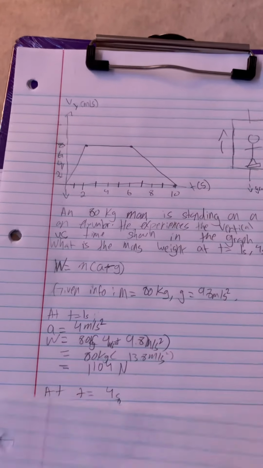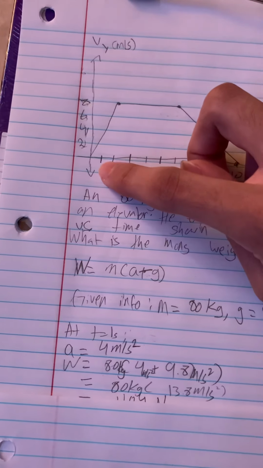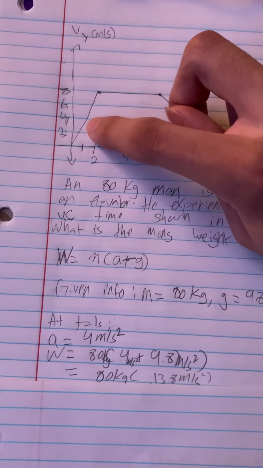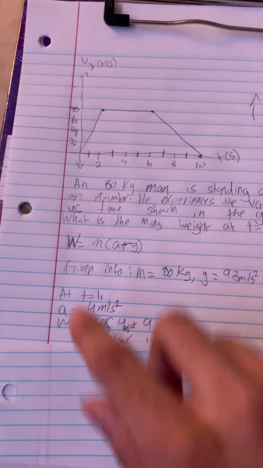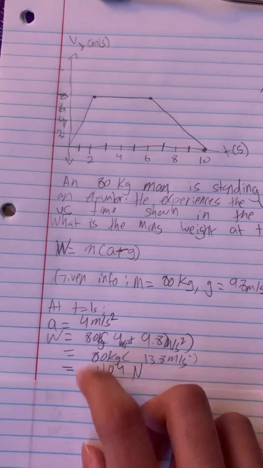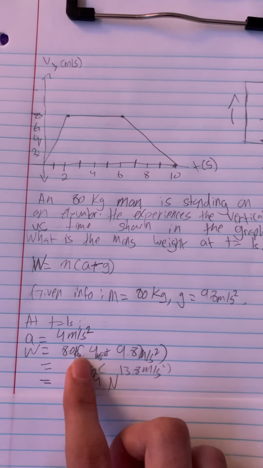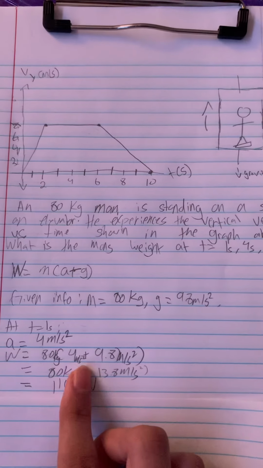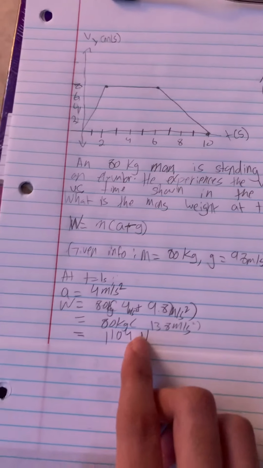So let's go to when t equals 1 second. When t equals 1 second, as you can see, t equals 1 over here, and it goes up to 4. And this is clearly constant too, right? So we can see that the acceleration is going to be 4 meters per second squared. So let's plug that into the equation W equals m times a plus g, which will get us 80 kilograms times 4 meters per second squared plus 9.8 meters per second squared, which gives us 80 kilograms times 13.8 meters per second squared, which will result in 1,104 newtons.